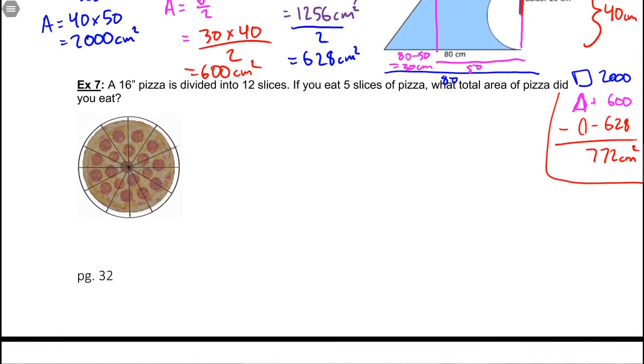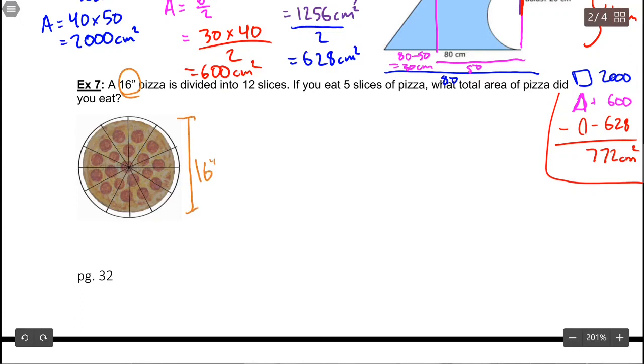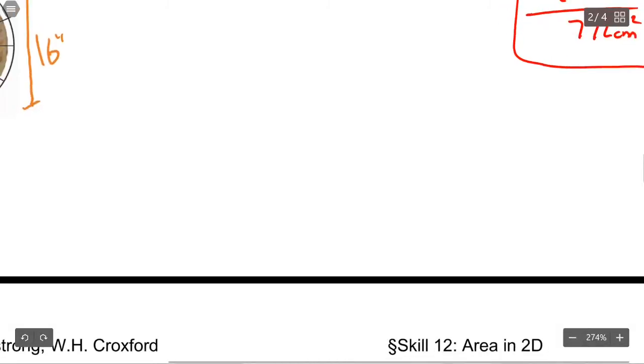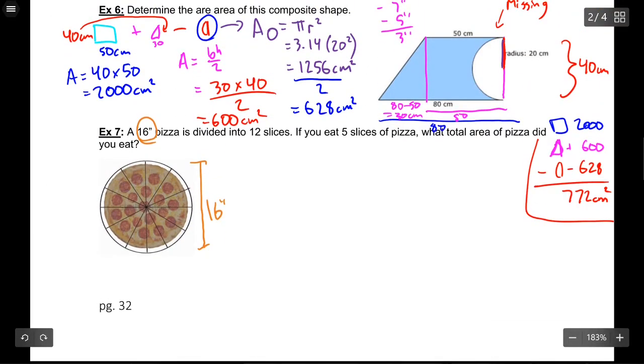Okay, one more example. Hope you're pausing to take breaks as you need to as you're going through this. So, a 16-inch pizza. First of all, a 16-inch pizza means that it's 16 inches across. For circles, you want radius, and radius is half of the full circle. So if your whole circle is 16, then your radius is going to be half of 16, which is 8 inches. So my radius is 8 inches.